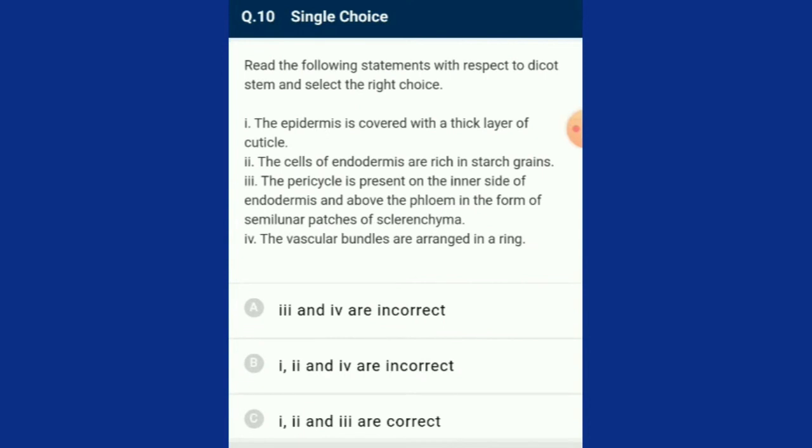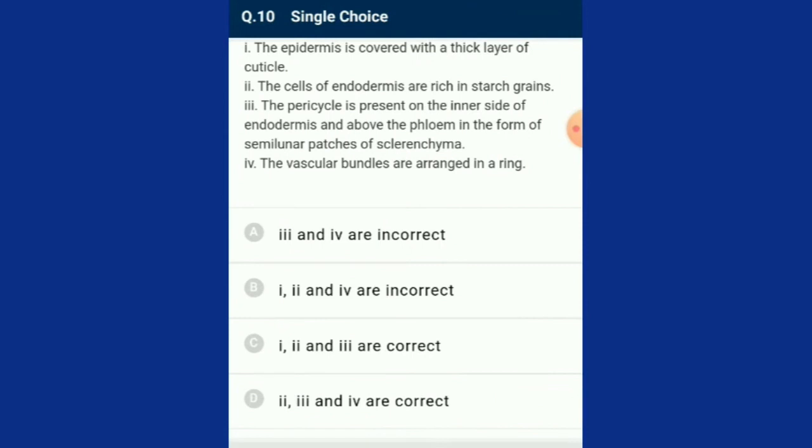Question number 10. Read the following statements with respect to dicot stem and select the right choice. In a dicot stem, the epidermis is covered with a thin layer of cuticle with a few trichomes. Except for option 1, all other options are characteristic features of a dicot stem. So the answer for this question is option D. Except statement 1, all the remaining statements are correctly given.